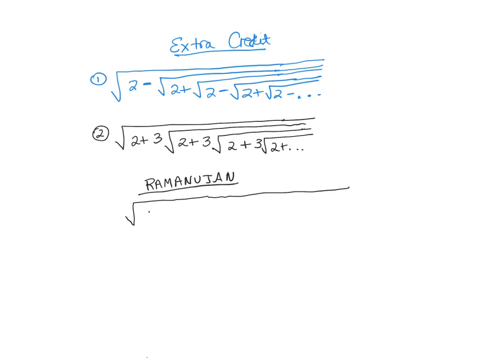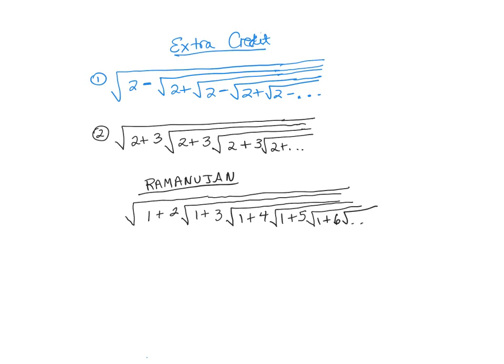He said it was 1 plus 2 times the square root of 1 plus 3 times the square root of 1 plus 4 times the square root of 1 plus 5 times the square root of, etc. 6 times the square root of dot, dot, dot, dot.